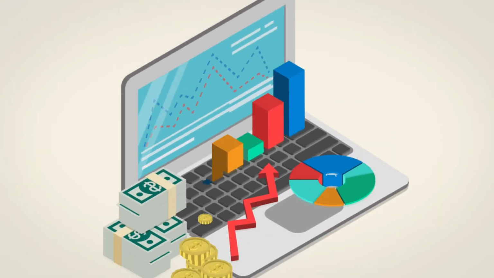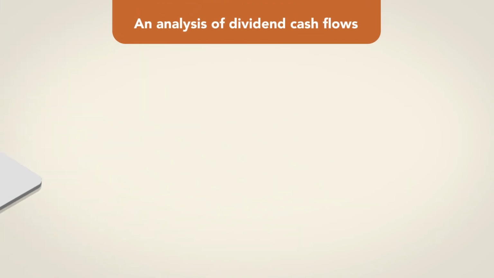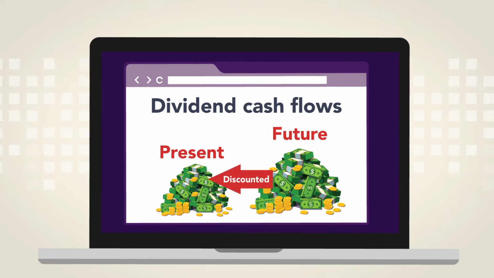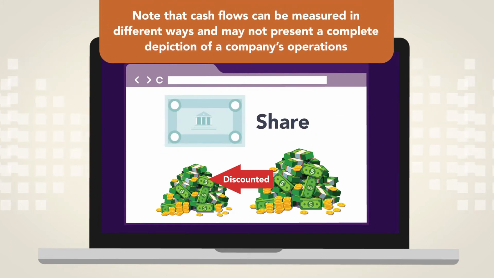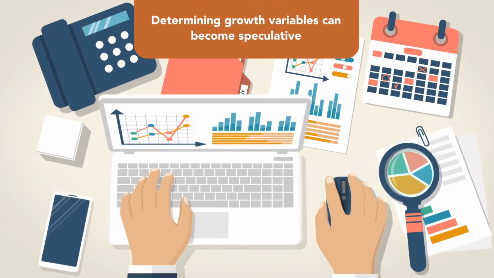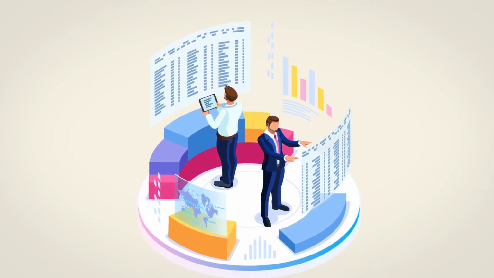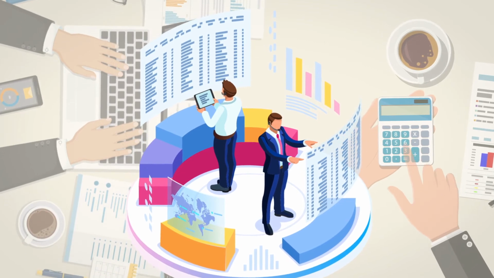A third method of business valuation involves an analysis of dividend cash flows. Future cash flows are first estimated and then discounted to their present value using discounted cash flow formulas that we discussed earlier. The result is the value of a share of the company's stock. Note that cash flows can be measured in different ways and may not represent a complete depiction of the company's operations. Determining growth variables can become speculative. To overcome this inherent limitation on the individual valuation techniques, some analysts will use several approaches to get a fuller image of the company's financial health.